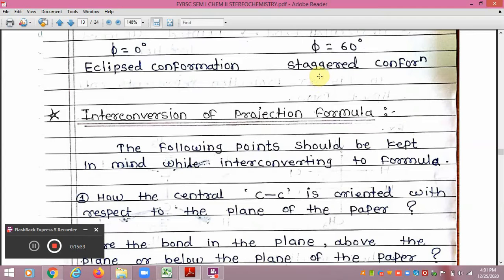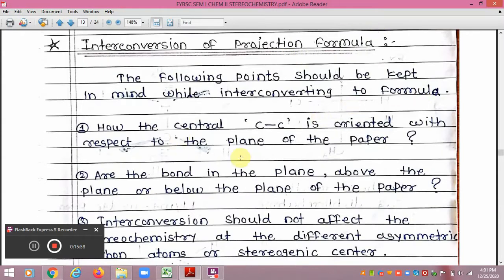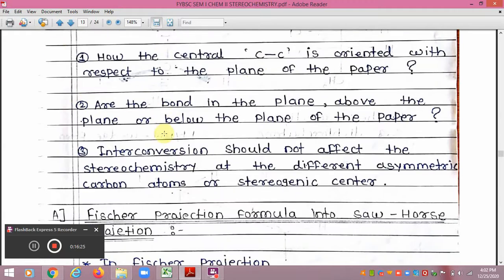And during this, we have to keep some things in mind. How the central carbon-carbon bond is oriented with respect to the plane of the paper, and whether the bonds are present above the plane, below the plane or in the plane of the paper. Because whenever we represent the same molecule by a different method, the orientation of bonds or groups should not change. This is the important thing we should keep in mind during the interconversion of a molecule from one projection formula to another. Again, the interconversion should not affect the stereochemistry of the different asymmetric carbon atoms or stereogenic centers.